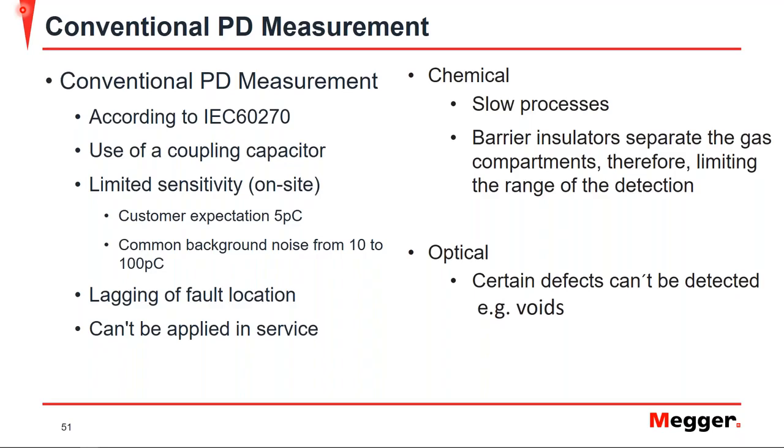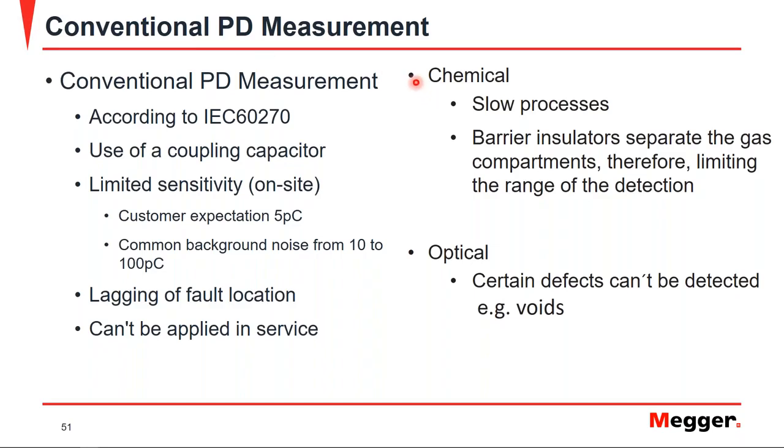Now, of course, we can see the issues with doing this on site. One, the GIS would be difficult to take out of service and hook this coupling capacitor up to, which is why it can't be applied in service. We also have limited sensitivity on site, where the customer expectation is going to be somewhere in the realm of 5 picocoulomb, and the common background noise is going to be anywhere from 10 to 100 picocoulomb. Also, with the conventional method, you are lagging in fault location ability.